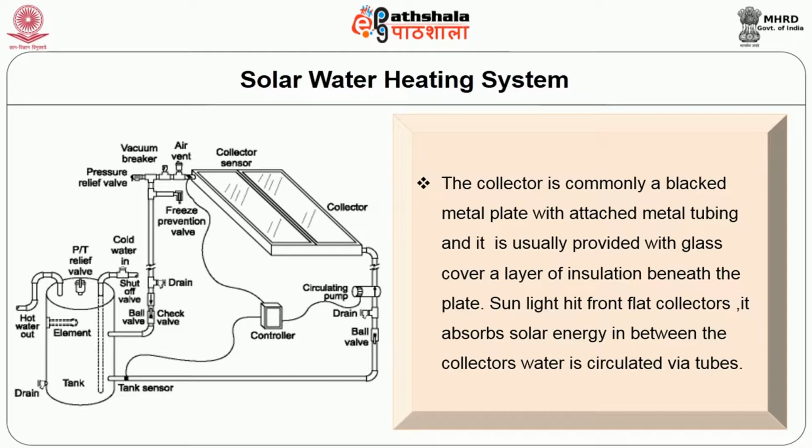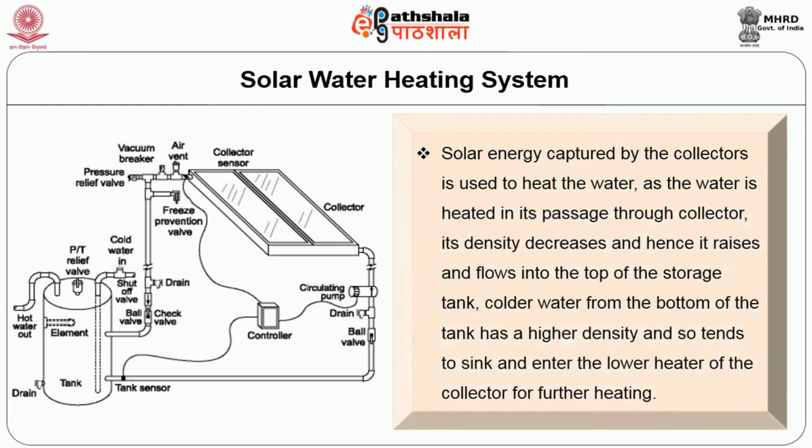The collector is commonly a blackened metal plate with attached metal tubing, and it is usually provided with a glass cover and a layer of insulation beneath the plate. Sunlight hits the flat collectors, which absorb solar energy, and water is circulated via tubes between the collectors. Solar energy captured by the collectors is used to heat the water.